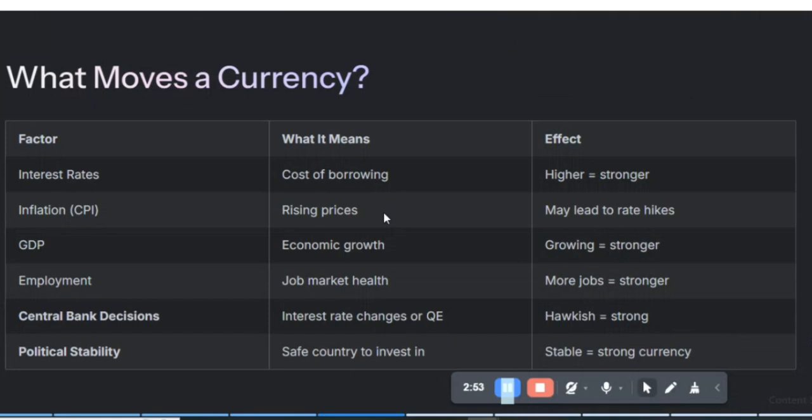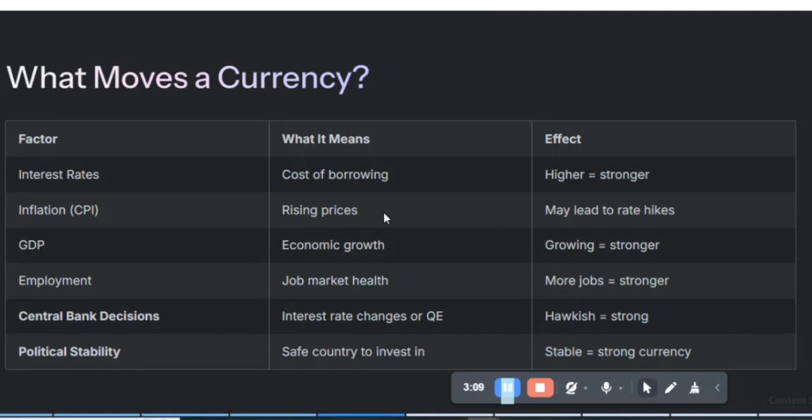And what it means is actually the cost of borrowing. And then what's the effect? A higher interest rate means a stronger currency, but a lower interest rate means a weaker currency, sorry, not the economy itself, right?